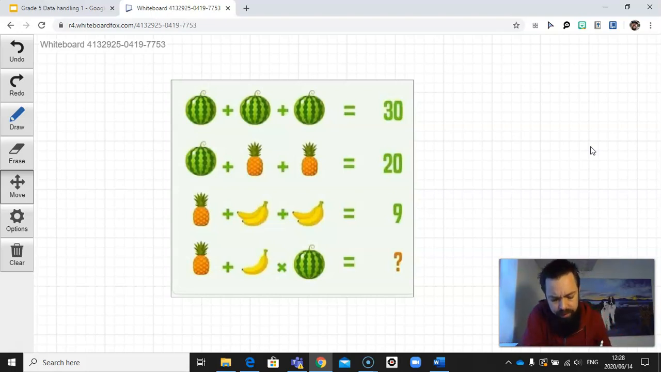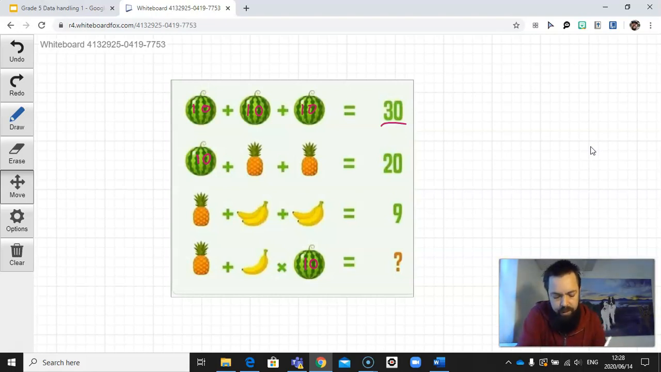Okay, so we have three things in the first line that come to 30. Those things are all the same, so we've got to find three things that are the same that add up to 30. So we can share the 30 out into three, which gives us each of the melons being 10, which I can now put into all of the melons that are on the screen.